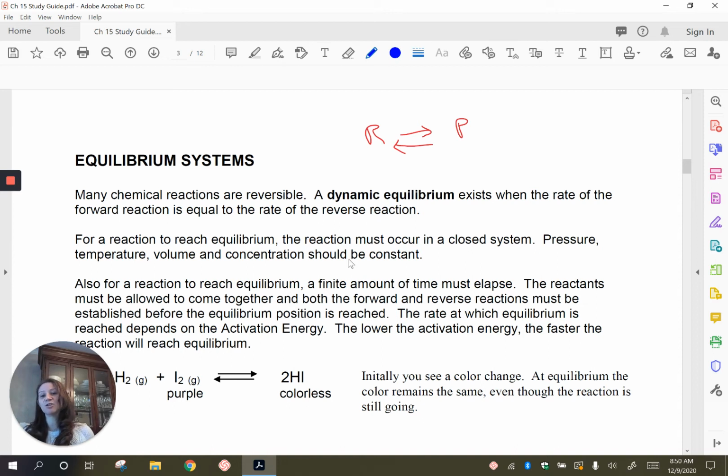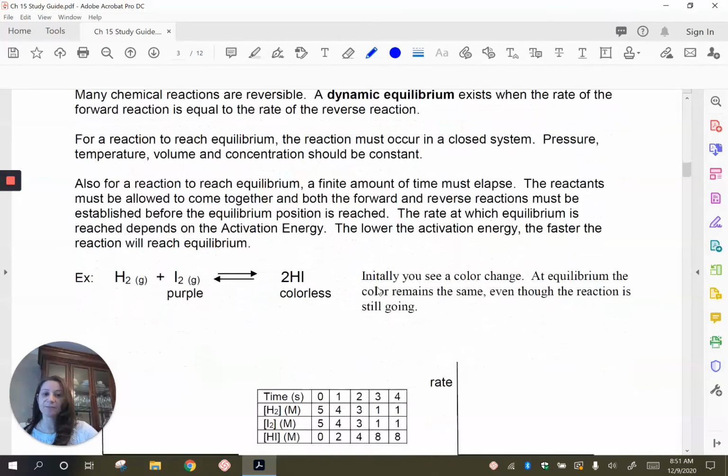Now, for the reaction to reach equilibrium, the reaction needs to be in a closed system, meaning your conditions should not change, and no particles should come in, no particles should leave. Your system is enclosed, and your conditions should remain the same in order to get it to reach equilibrium. And in order for it to reach equilibrium, a certain amount of time has to elapse.